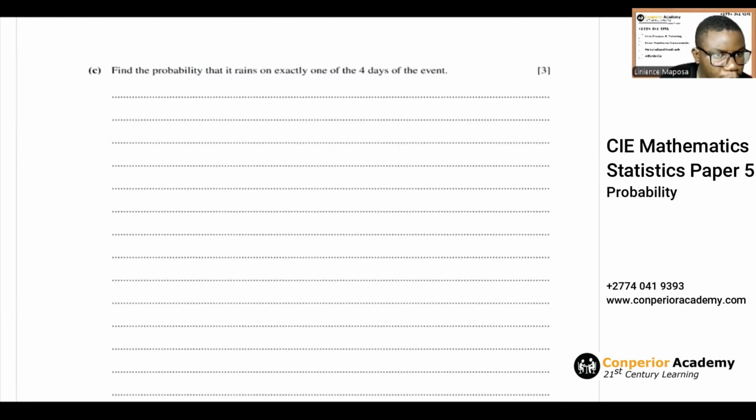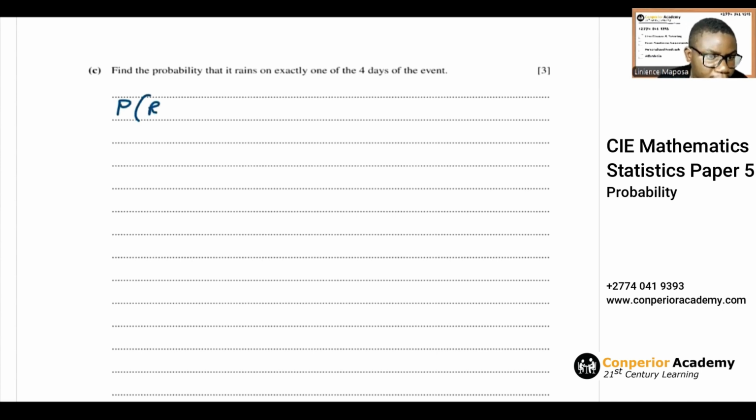Okay, so we move on to the next one. It says, find the probability that it rains on exactly one of the 4 days of the event. Okay, so this one you could go back and use the tree, if you drew that crazy tree that we had earlier on. Or you could just use scenarios where we say the probability of it raining one of the 4 days.